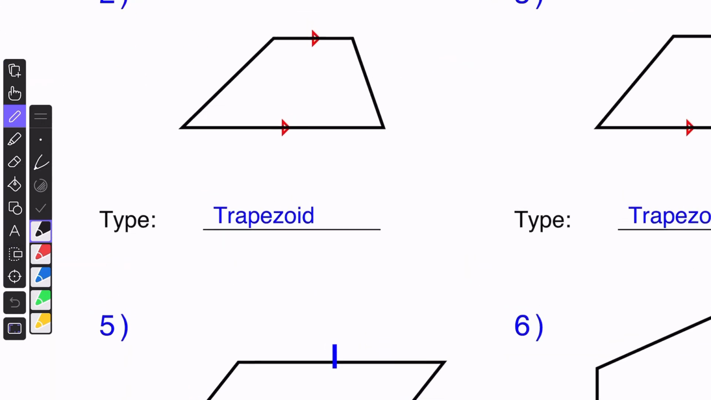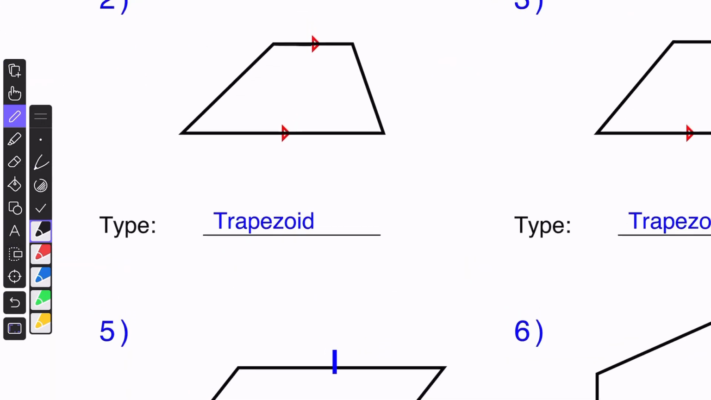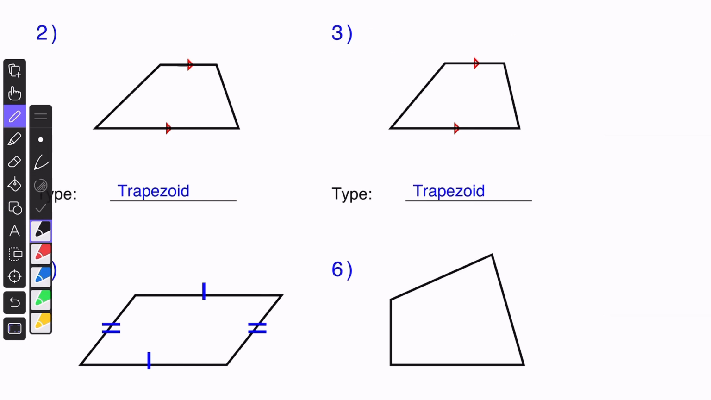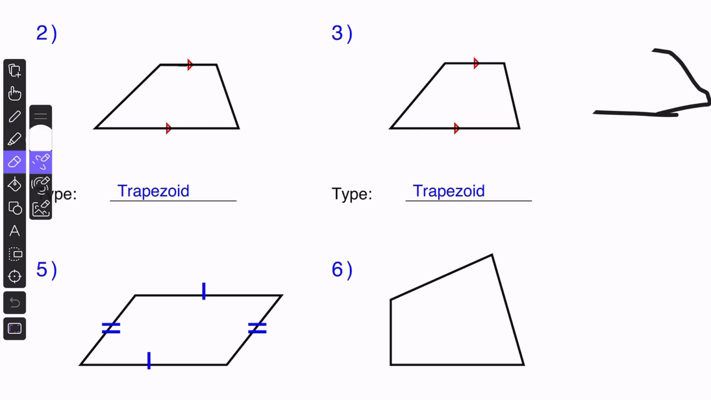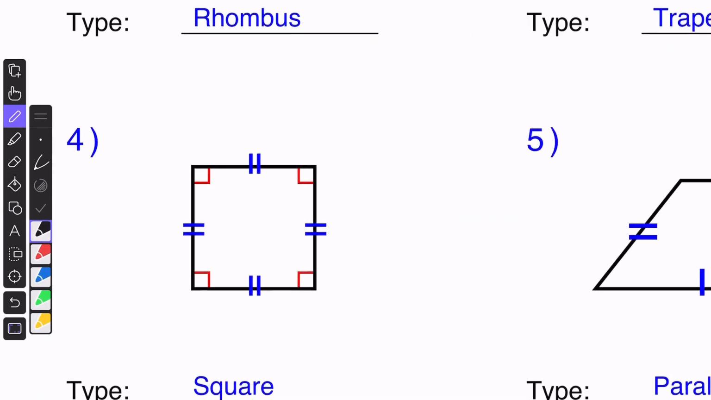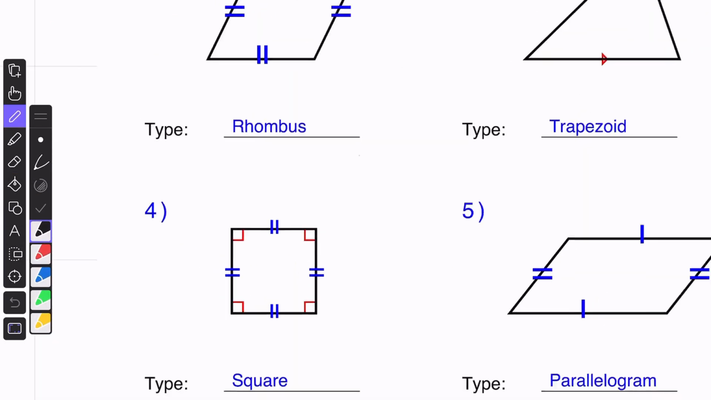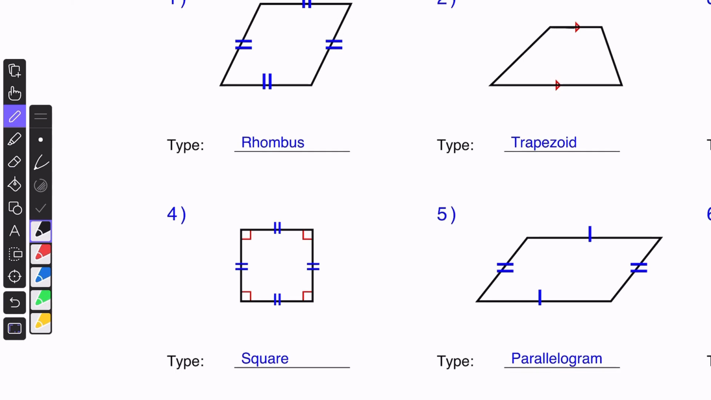Next, there's a trapezoid, which has two parallel lines above it. And that's basically all you need to know about the trapezoid. It just has two parallel lines. It can look like that too. It's most commonly used. And there's another trapezoid. It has two parallel lines. That's the main indicator. A square, it has all equal sides with all right angles.